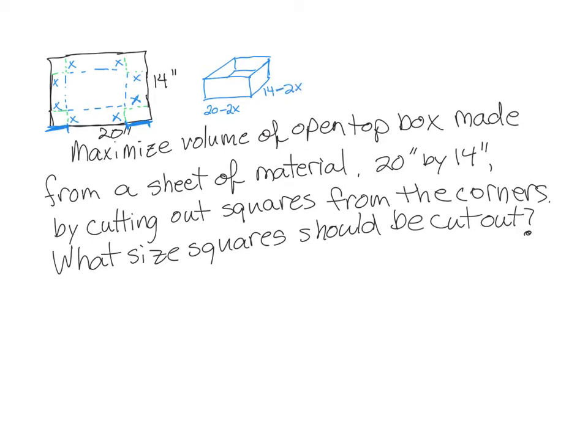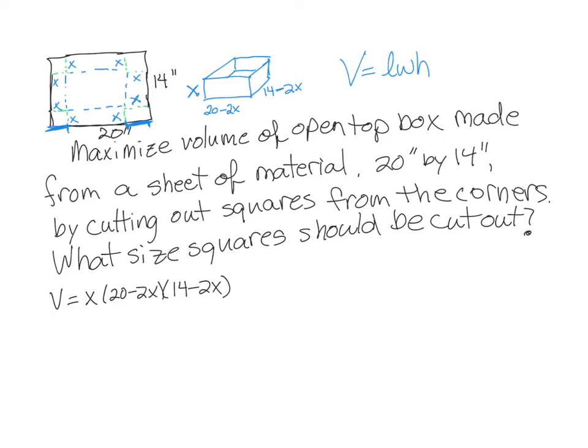How deep is the box? Because volume is length times width times height. We need to know the height of the box. Well, each of those flaps was X inches. So that's the height of the box. So my volume is X by 20 minus 2 X's by 14 minus 2 X's. Do you see it? So what do you do? What are you supposed to maximize? You're maximizing volume. And you're solving for the size of the squares, which would be X.